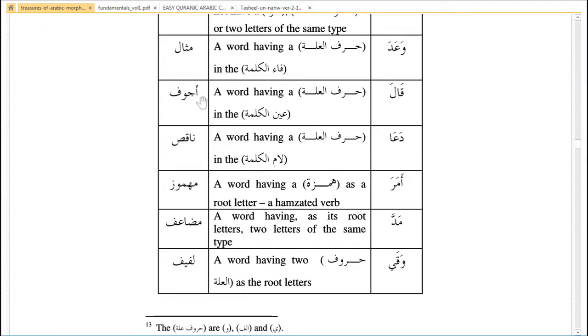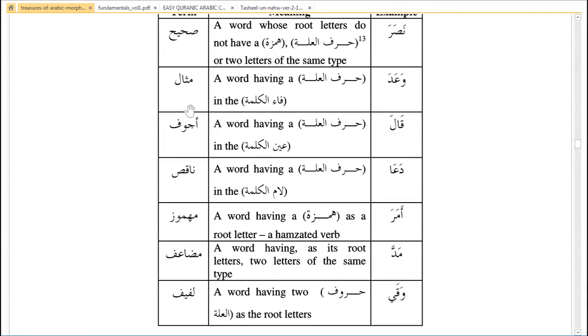And the third one is ajwaf. What is ajwaf? When there is harf illa in the ain kalima, that middle kalima of fa'ala. For example, qala. See here, there is the ain kalima in the middle, which is alif. So it's called ajwaf. Either it's ajwaf wawi or ajwaf ya'i.